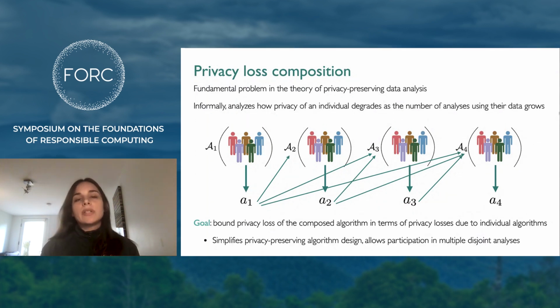And privacy loss composition is helpful because on one hand, it simplifies privacy-preserving algorithm design. So usually we can break down a complex algorithm into simpler algorithmic subroutines. And then we can ensure privacy of the overall algorithm in terms of the privacy of these simpler subroutines. And also this allows individuals to participate in multiple disjoint statistical analyses, all the while knowing that their privacy is preserved.